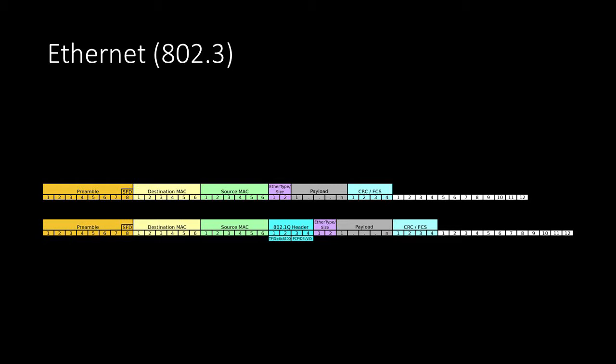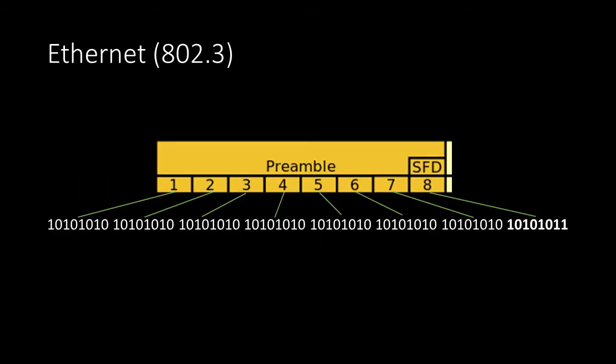There are minor changes in the IEEE Ethernet standard used today, which we need not concern ourselves with. The first 8 bytes of an Ethernet frame are the preamble, which is a series of alternating ones and zeros used to synchronize clocks by detecting the transmission rate. The last byte of the preamble, called the start frame delimiter, or SFD, has its last bit changed to a 1 to indicate the start of the next section.